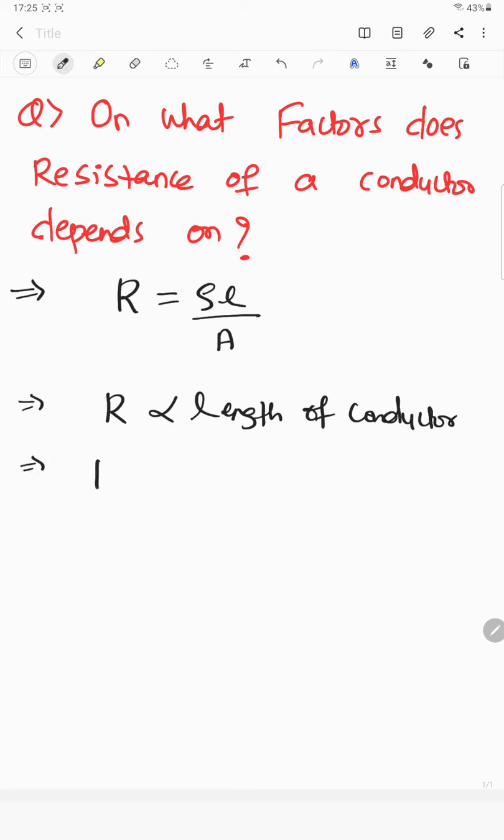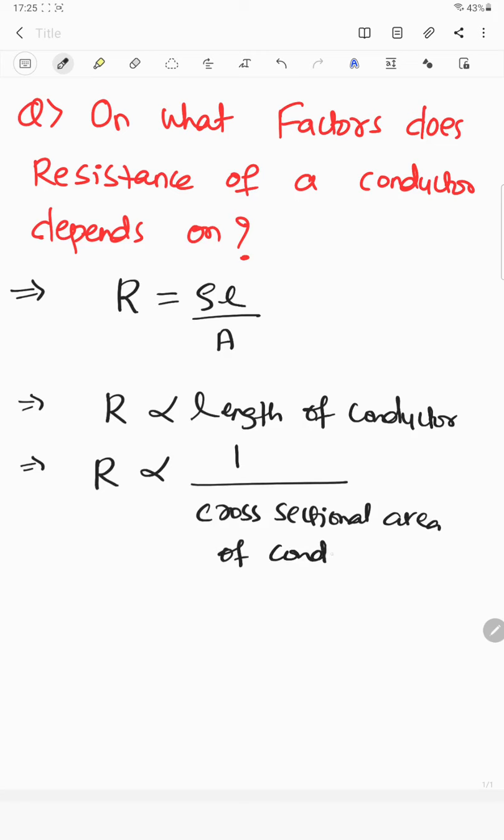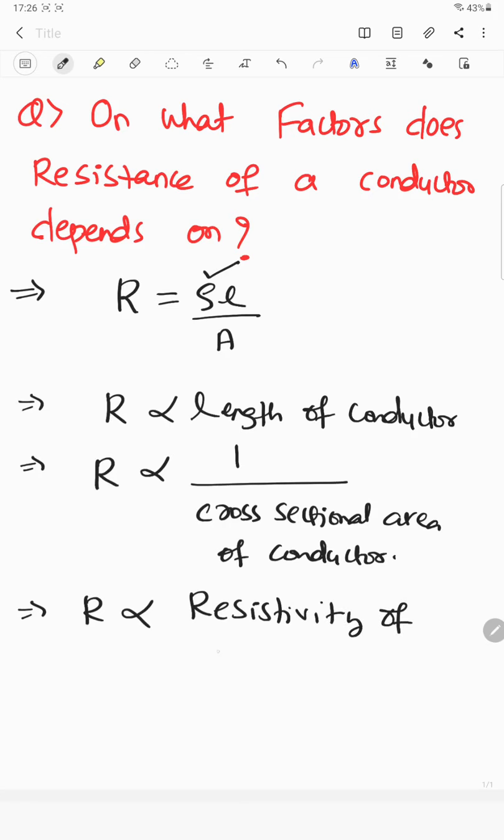And don't you think resistance is inversely proportional to the area, or rather, the cross-sectional area of the conductor? It is inversely proportional to the cross-sectional area of the conductor. And don't you think resistance is directly proportional to the resistivity of the material? So this ρ is resistivity, right? So it is directly proportional to the resistivity of the material.